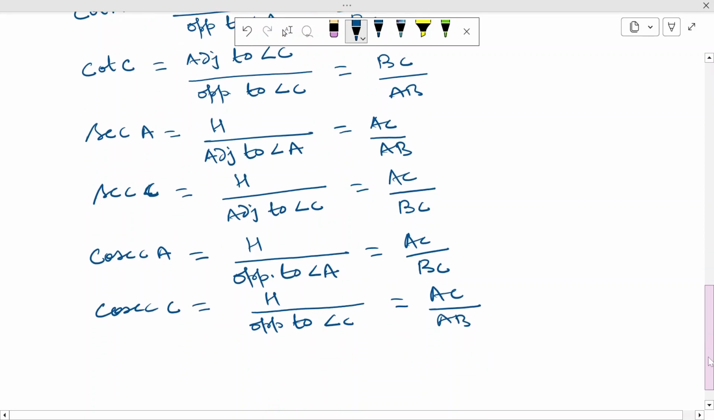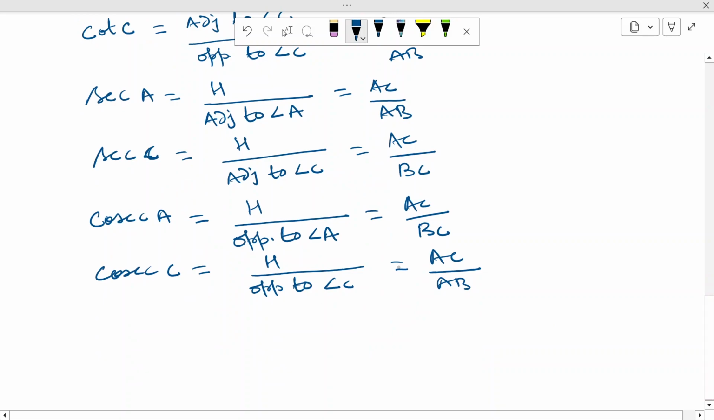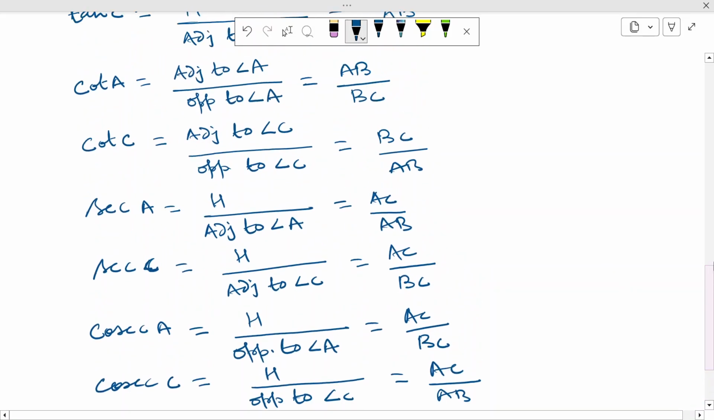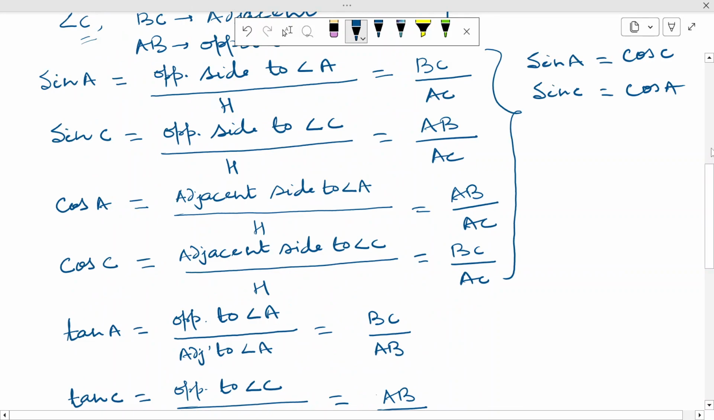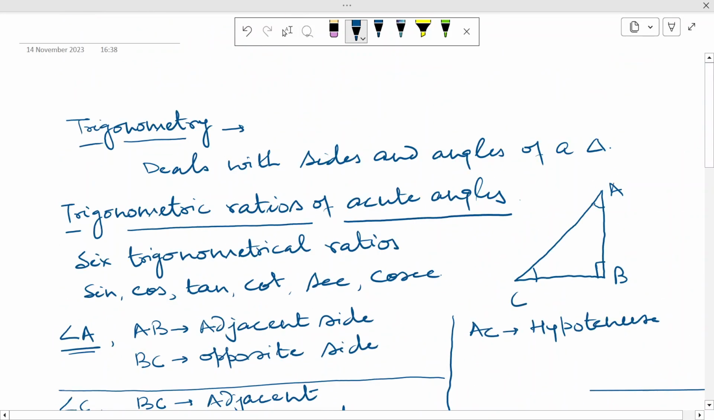So this is how we can obtain the different trigonometrical ratios, and it is very important to consider the sides in the right manner, because if you are finding the trigonometrical ratio for the angle A, AB is the adjacent side, BC is the opposite side, and AC is fixed. AC is the hypotenuse in every case, but the role of AB and BC will change once you are considering angle A and angle C.